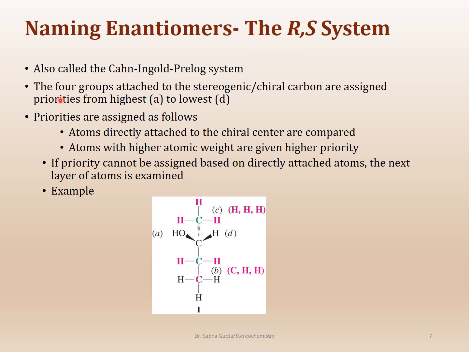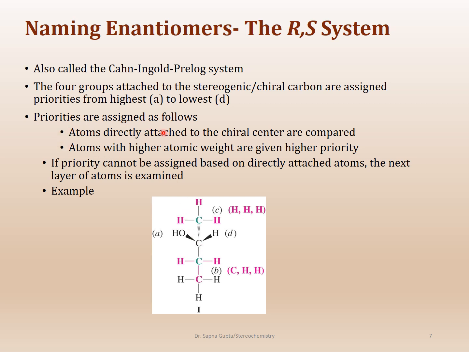So here is how we get started on this. You only have 4 groups that are attached on the chiral carbon. So if you're looking at this carbon, there are 4 groups attached to it. Which means that you look at one carbon at a time. You don't look at all the chiral centers together. Okay, so one carbon at a time.